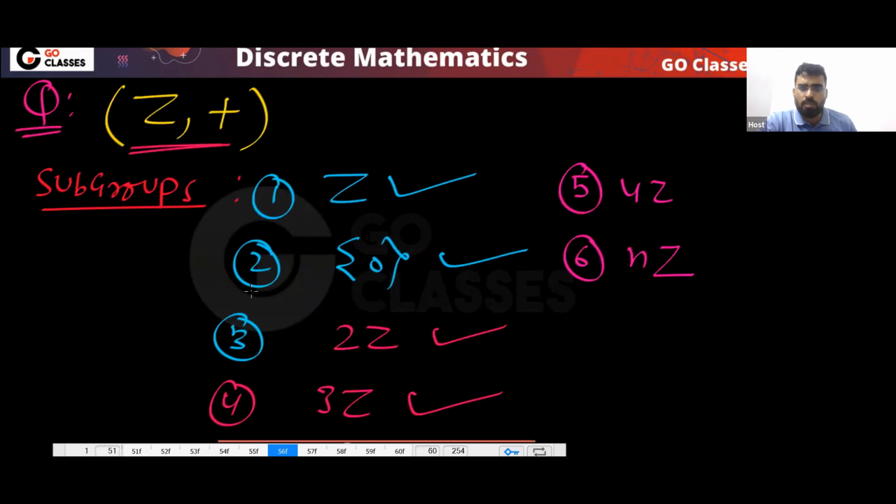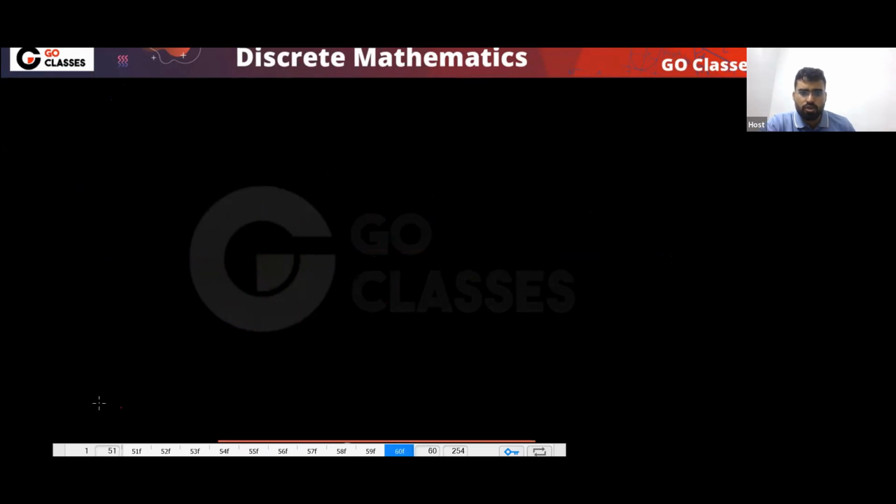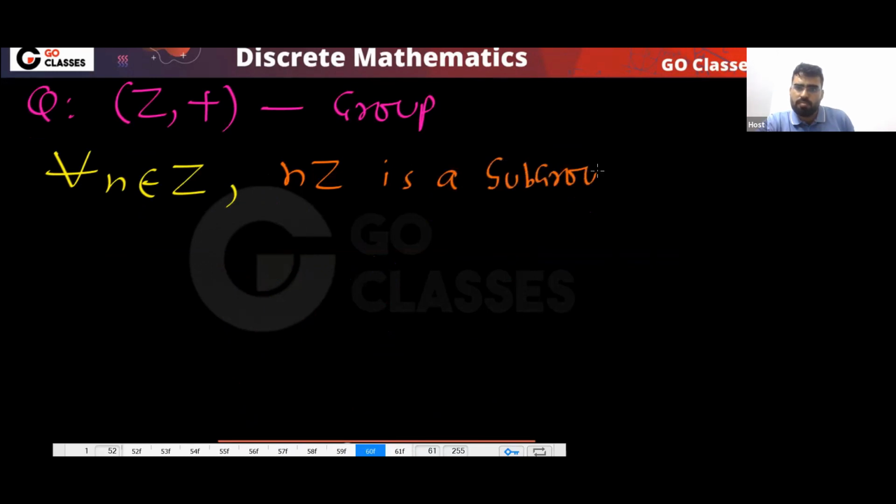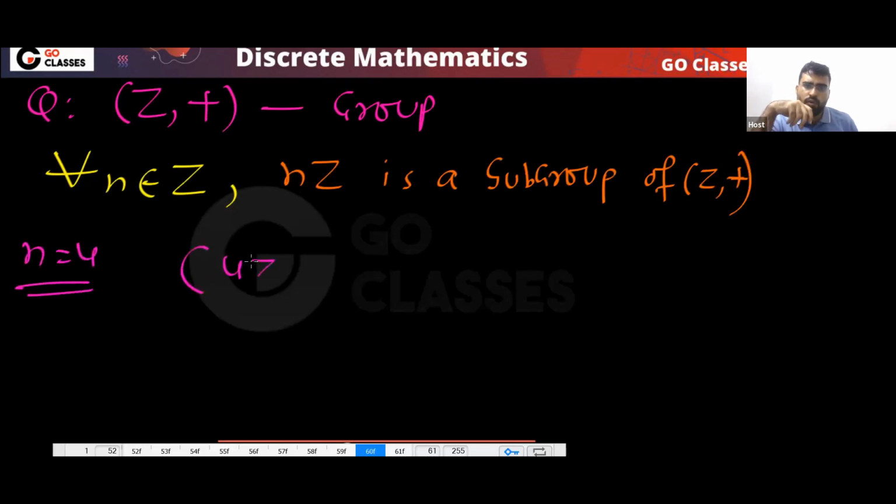Okay, let's come back to this question. So you have the set of integers, plus. Now you can check it out. For all n, is this a subgroup? Yes or no? If you notice, this is your Z, plus. This is your group. And for all n belonging to the set of integers, nZ is also a subgroup of Z, plus. For example, let's assume you take n equal to 4. Then you will get 4Z, plus.